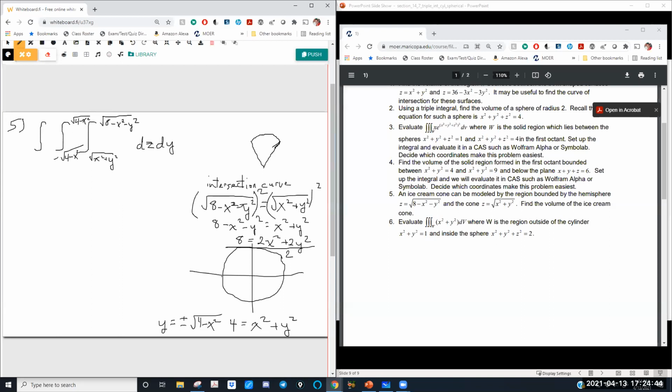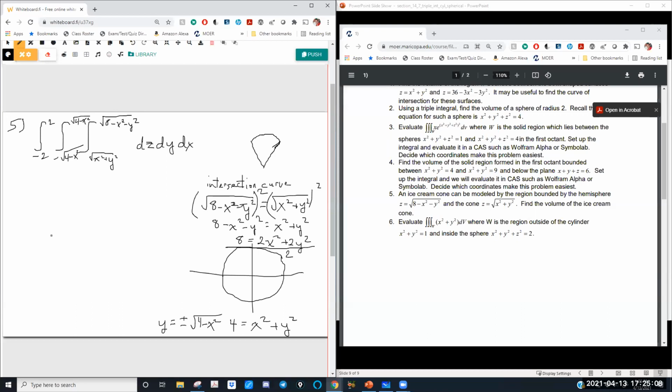Lastly, we got our x, which goes from one end of the circle to the other. So -2 to 2. So there, once we throw the dx on there, will give us our volume in terms of rectangular. Questions about that setup?